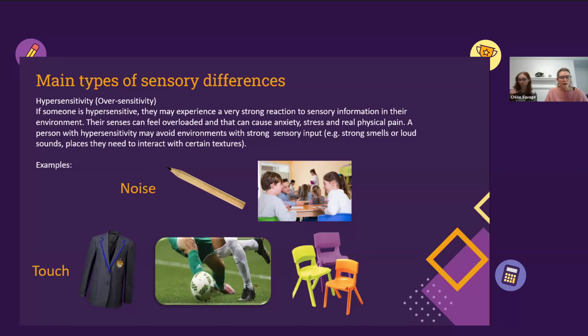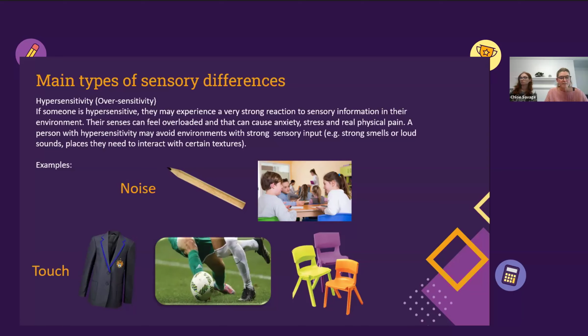So somebody who is hypersensitive, so oversensitive, may feel really, really overwhelmed by those sounds. Especially if they're in combination together, the sensory system might be really overwhelmed. And that again can lead to people shutting down, avoiding that environment, struggling to engage in work.